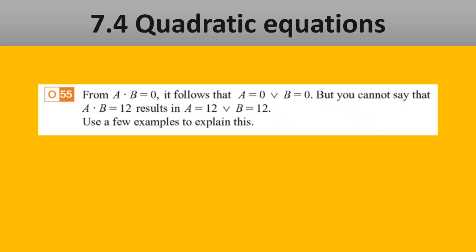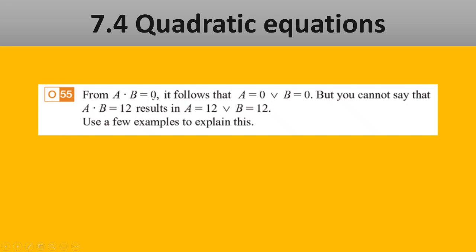Before we answer that, I'm going to take a look at exercise 55, because I think exercise 55 answers a question that some of you may be asking yourself. Which question? Well, from a times b equals 0, it follows that a equals 0 or b equals 0. But you cannot say that a times b equals 12 results in a equals 12 or b equals 12. Use a few examples to explain this.